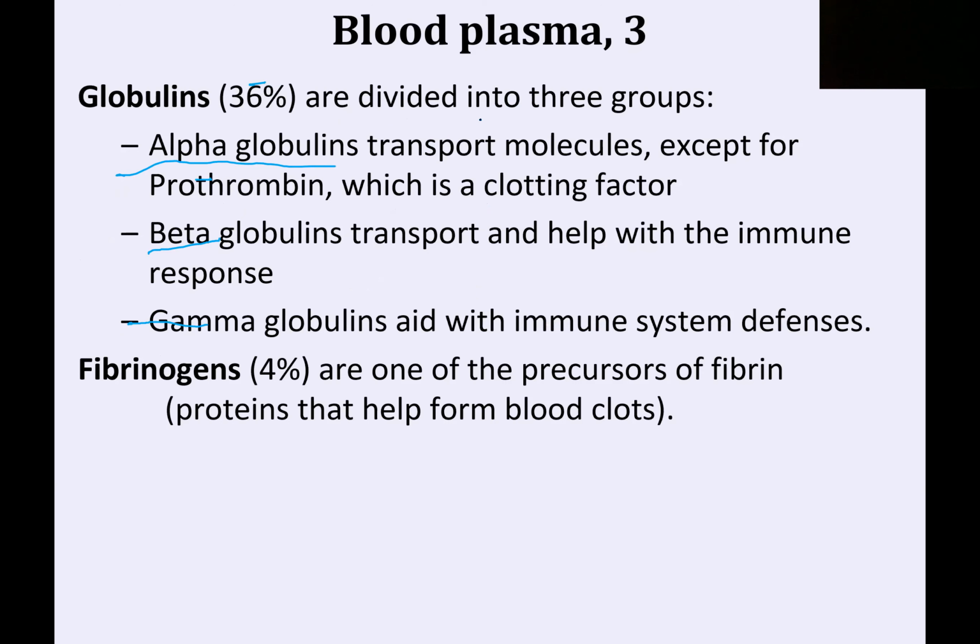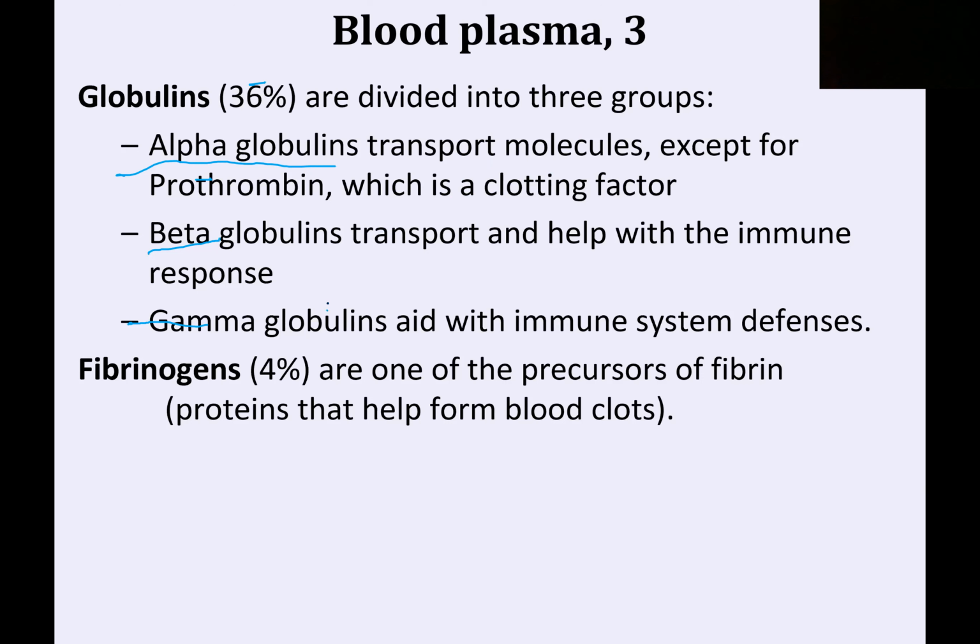The alpha globulins also act as transport molecules, except for prothrombin. It's a specific alpha globulin, which is one of our clotting factors. Beta globulins also act as transport molecules, and they help with immune activities. Gamma globulins all help with immune activities, and most, if not all, antibodies are in the gamma globulin group.